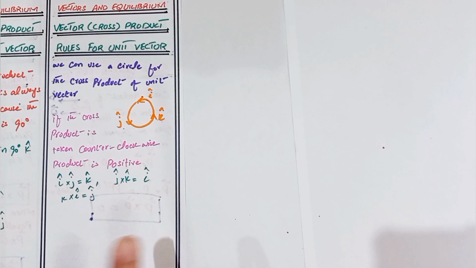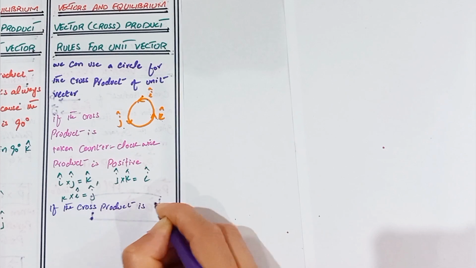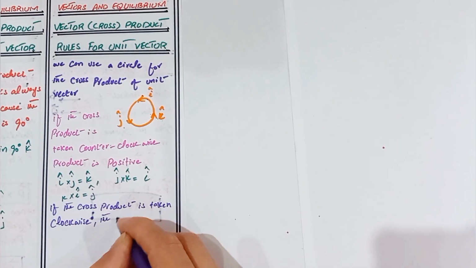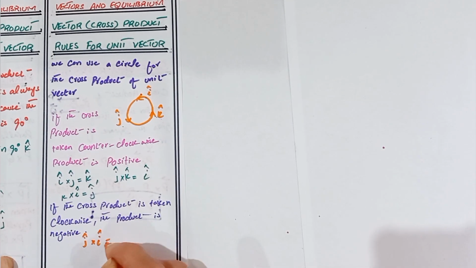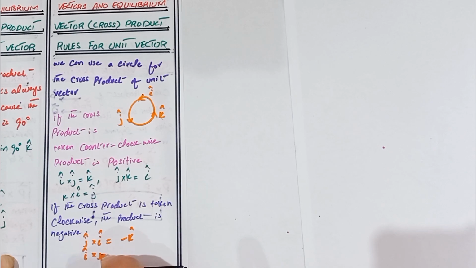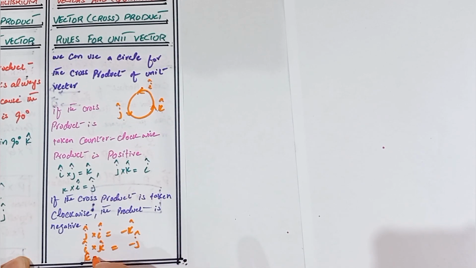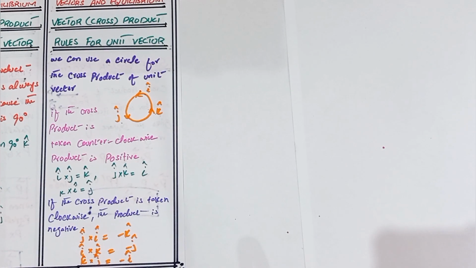Here we write that if the cross product is taken clockwise, the product is negative. So here we write that j cross I unit vector is equal to minus k unit vector, and I cross k unit vector is equal to minus j unit vector, and k cross j unit vector is equal to minus I unit vector. That is how we can find the cross product of unit vectors by using the circle method.